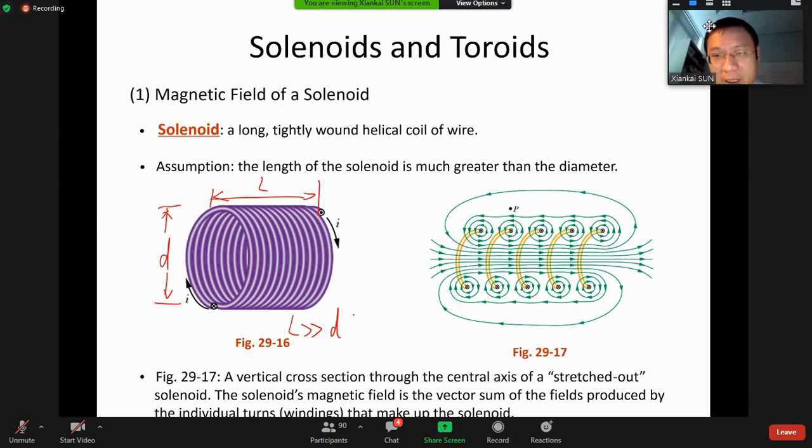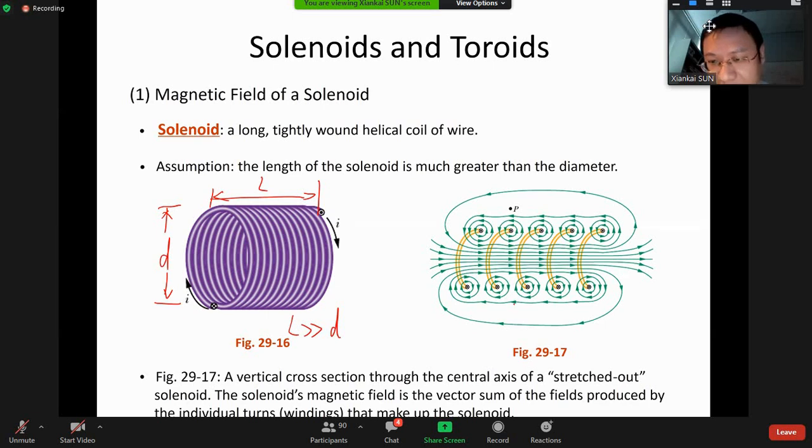Okay, so the figure on the right hand side shows the vertical cross section through the central axis of the stretched out solenoid. The solenoid's magnetic field can be regarded as a vector sum of the fields produced by the individual turns or individual windings that make up the solenoid.